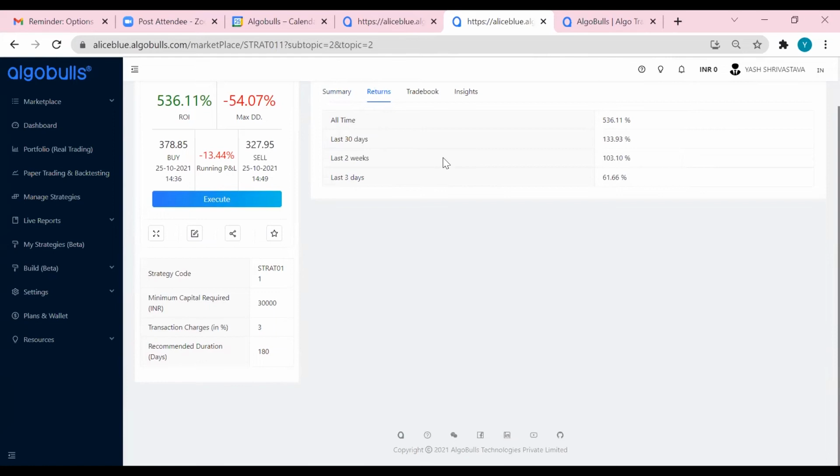And later on, going on to the returns part. So in order to get the returns calculator, you could see over the period of 3 days, the strategy has given you a return of 61% on your capital. And over the period of 2 weeks, it has almost given you 100% return. And over 30 days, it has given you 133%. And all time, it has given you 536% return.